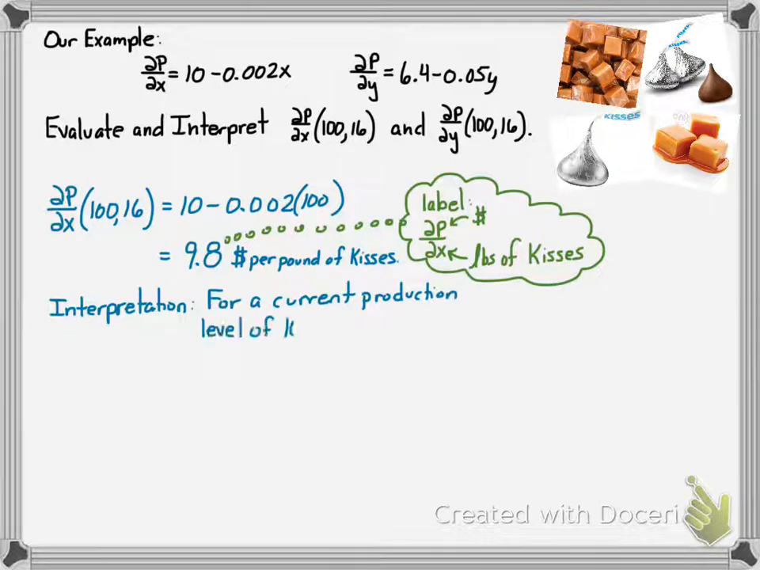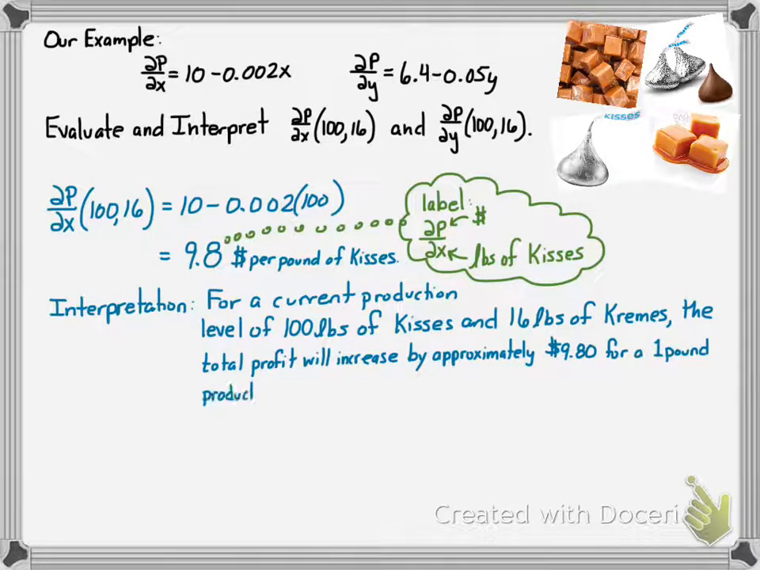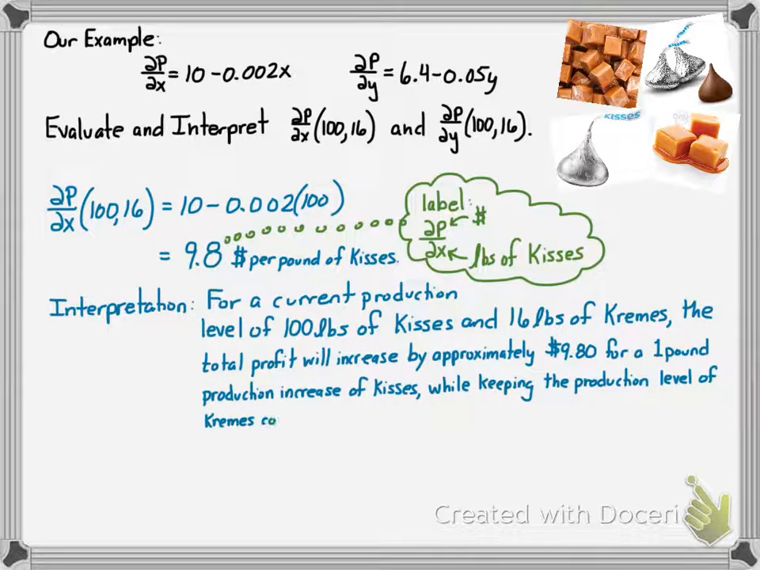So one way to write the interpretation is, for a current production level of 100 pounds of kisses and 16 pounds of creams, the total profit will increase by approximately $9.80 for a 1 pound production increase of kisses. And an additional important piece to note is that while we are increasing the production of kisses, we are keeping the production level of creams constant.